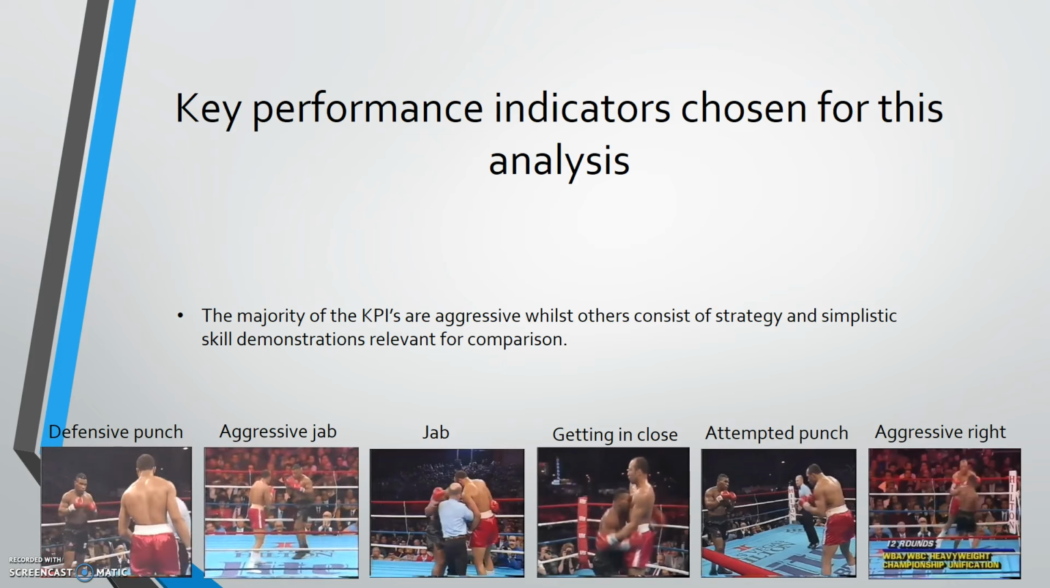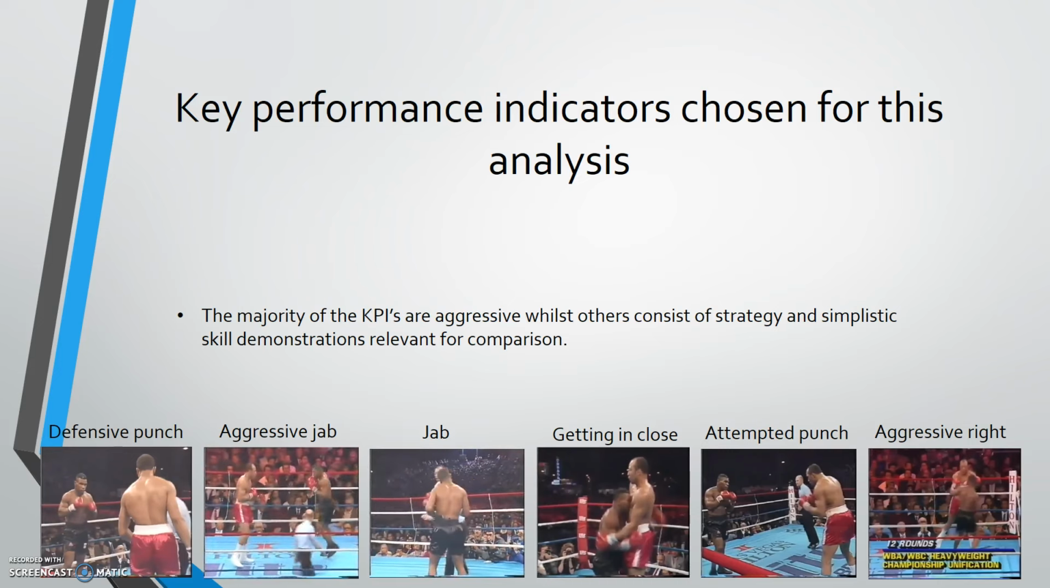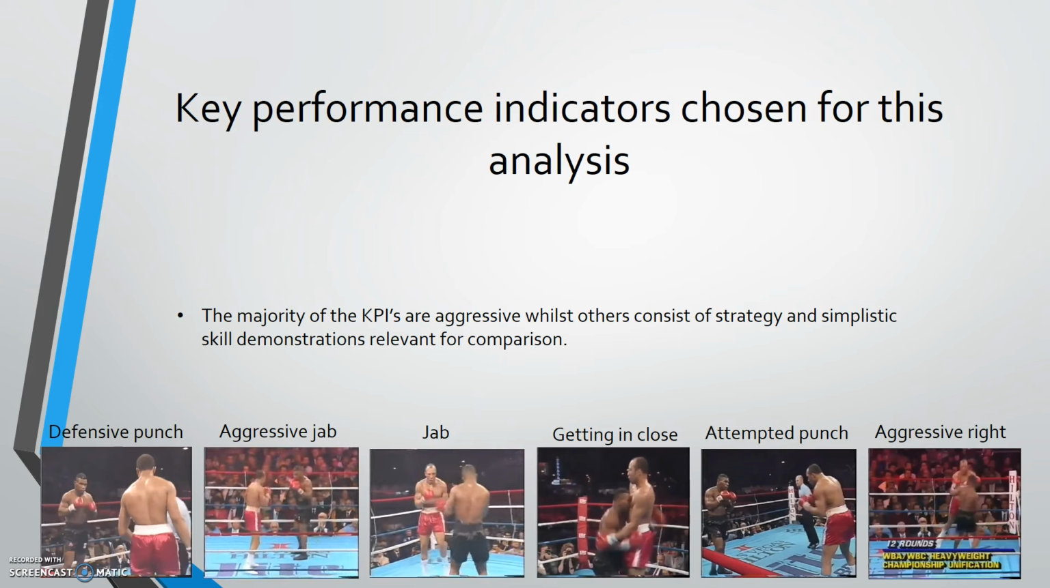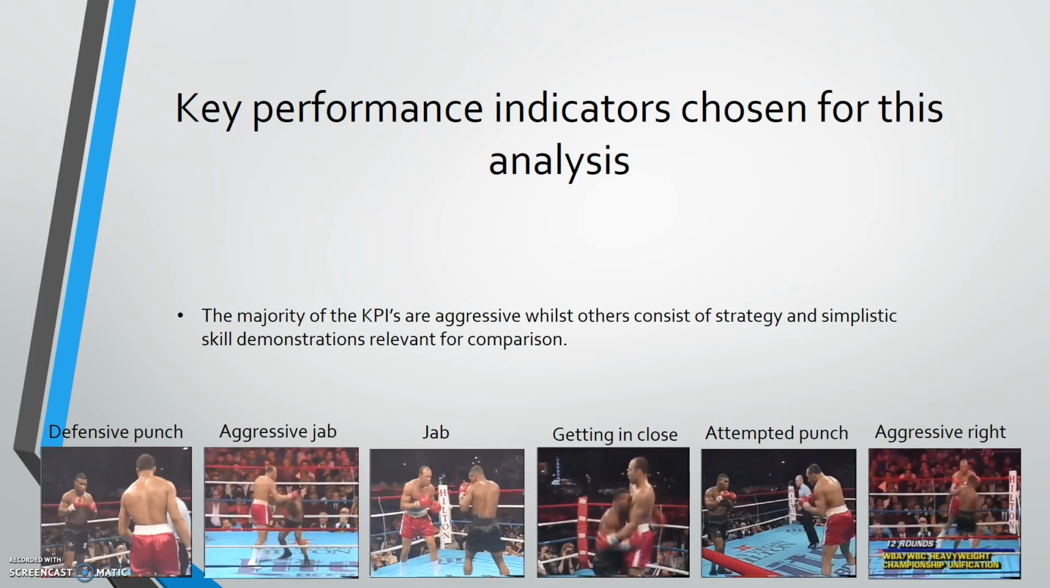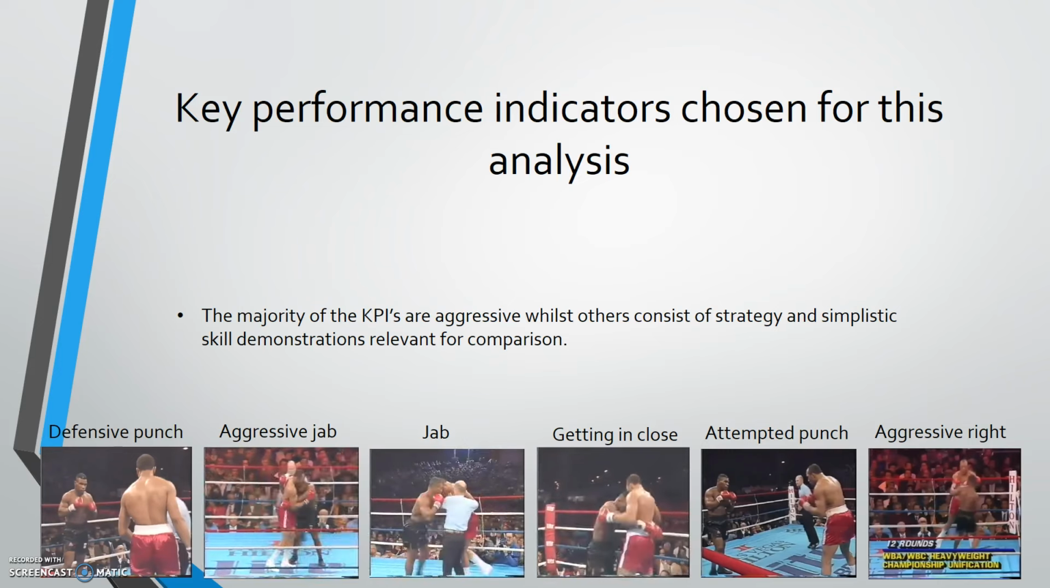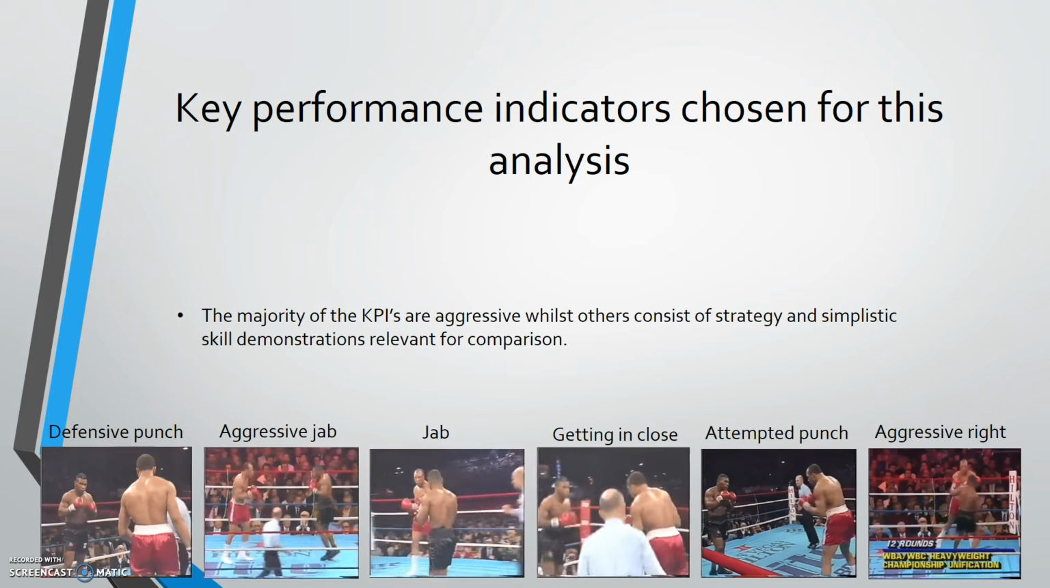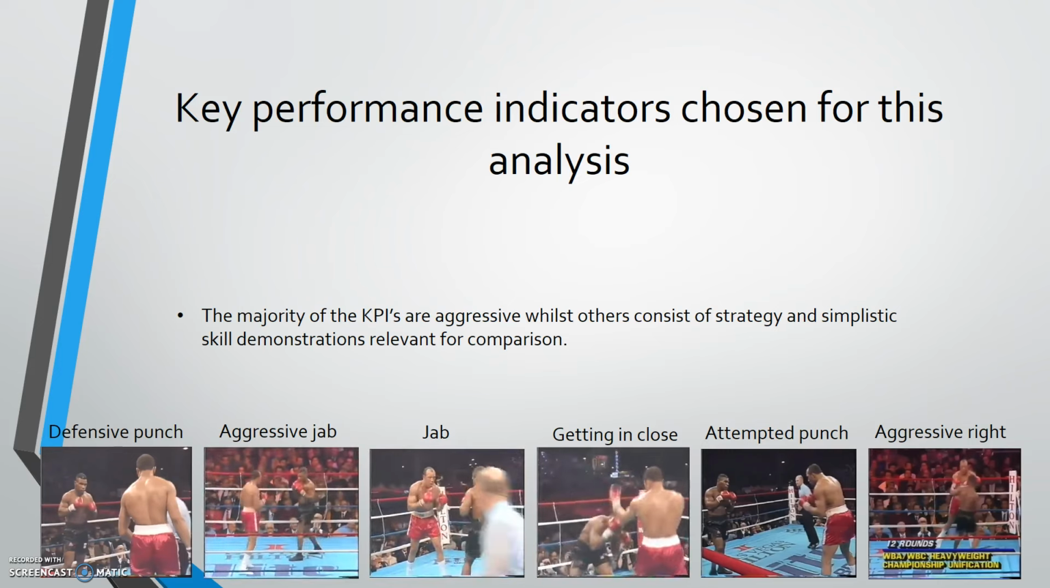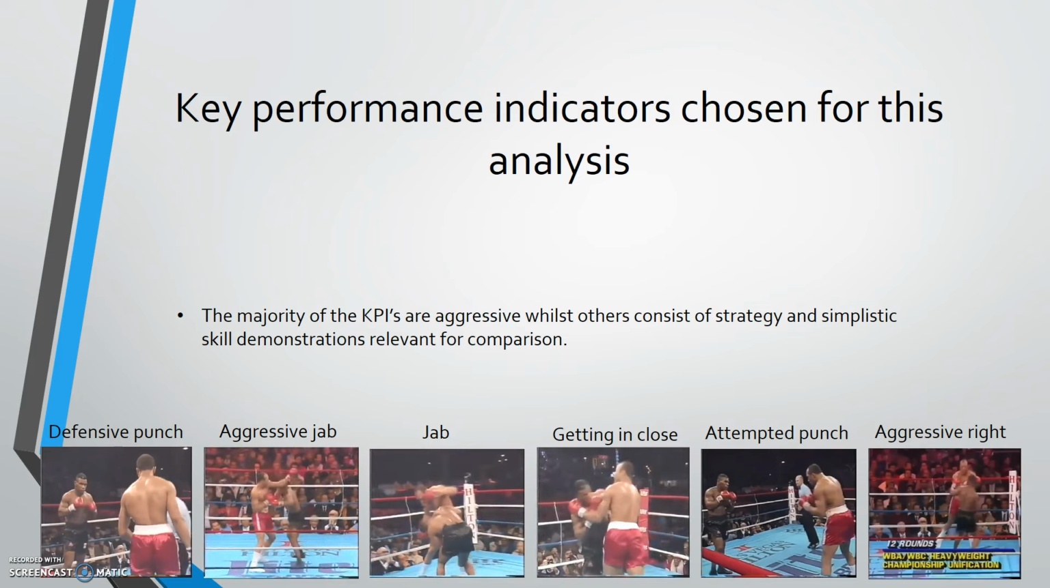Defensive punch. This is a technical KPI as it requires Mike Tyson to perform a known skill successfully. This is considered a defensive set of punches due to Tyson being forced onto the back foot whilst delivering punches. Furthermore, his stance changes slightly as his dominant foot becomes his non-dominant foot, leaving him vulnerable to an offensive attack from his opponent.